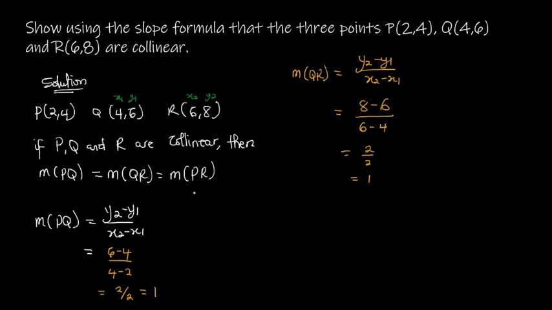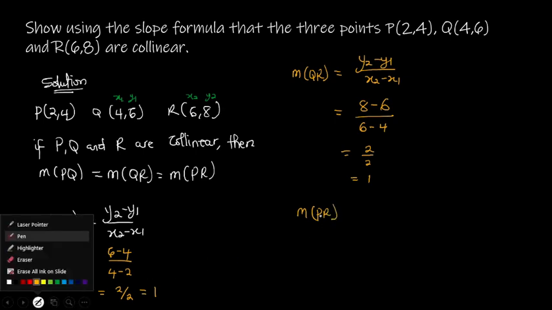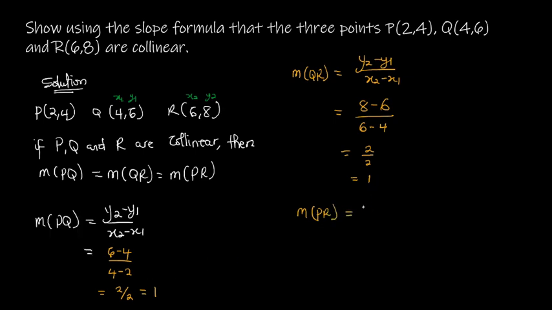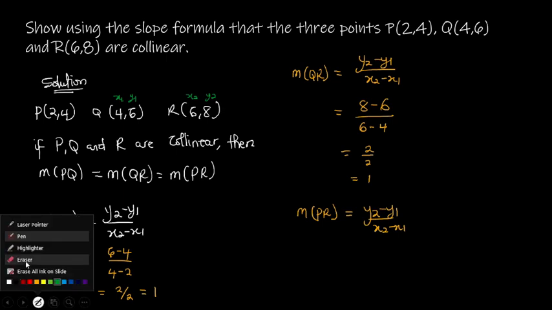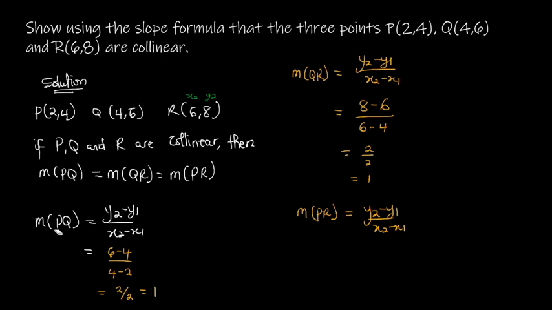So let's confirm the last one, which is the gradient of the points P and R. Our gradient will be y2 minus y1 over x2 minus x1 as usual. But this time around, let me erase this.